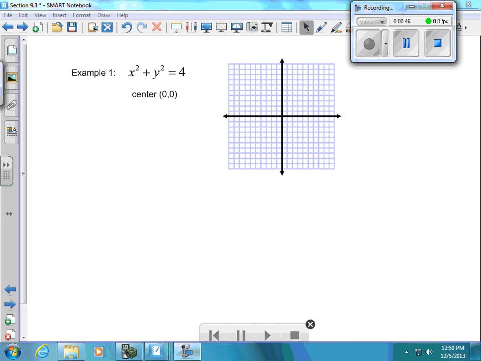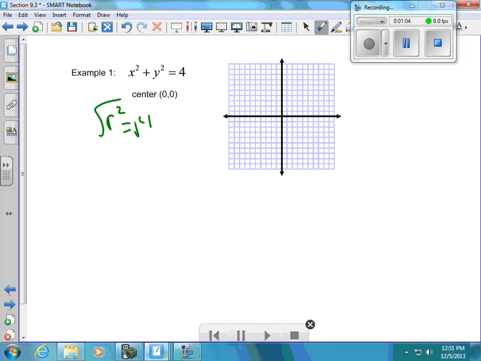Example 1, we're going to graph this circle: x squared plus y squared equals 4. So basically to graph, if it's centered at 0, 0, and there's nothing being added or subtracted to x or y, we know what r is. We know r squared is 4, so r has to be the square root of 4, which is 2. And even if this came out to not a nice number, we'd approximate it as a decimal on our graph.